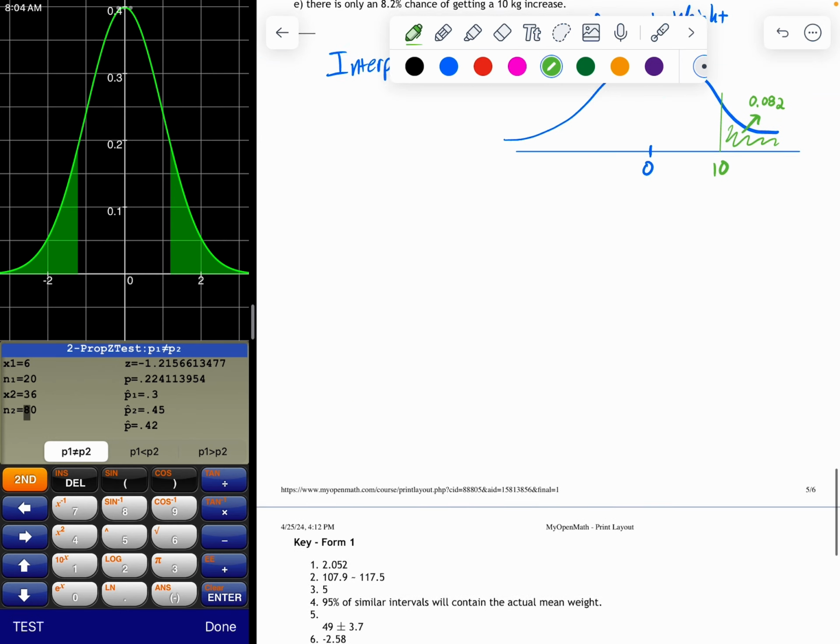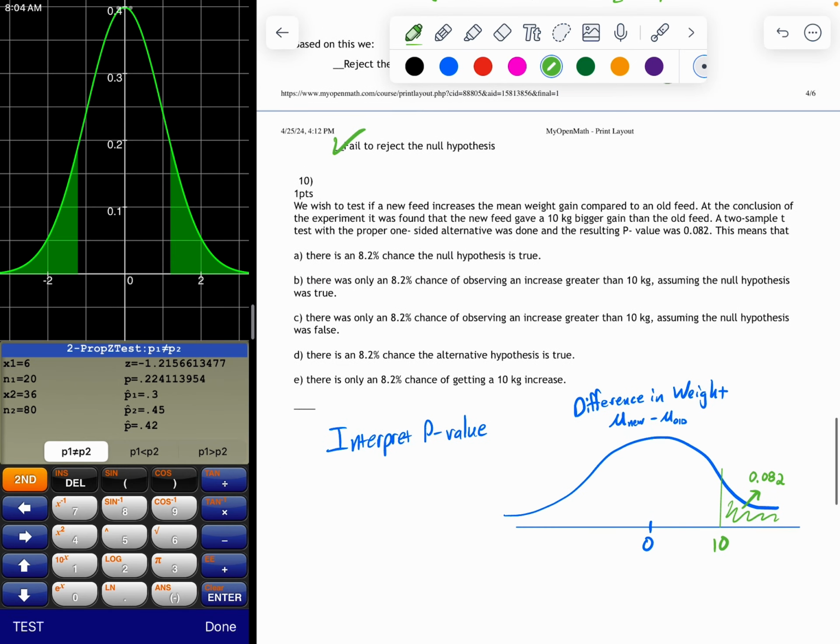Number 10, last one. We want to know if a new feed increases the mean weight gain compared to an old feed. Maybe this is a farmer raising cattle or something. At the conclusion of the experiment, it was found the new feed gave a 10 kilogram bigger gain than the old feed. A 2-sample t-test with the proper one-sided alternative was done, and the resulting p-value was 0.082. This means that blank.